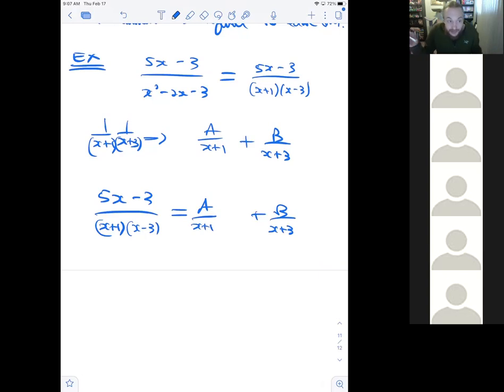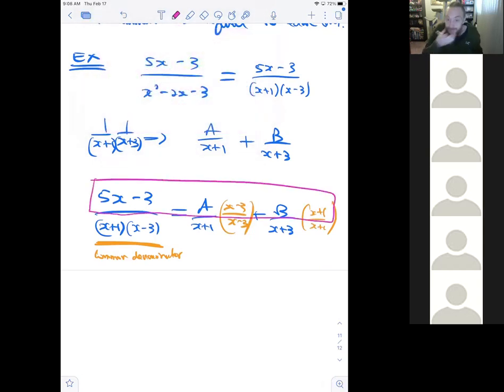The first thing you need to do is get a common denominator. This is the common denominator. So what am I missing here? x minus 3, so I multiply by x minus 3. What am I missing here? x plus 1, so I multiply by x plus 1 in the form of x plus 1 over x plus 1. Now I have a common denominator. Now I can focus on the top. I have to solve for A and B by comparing the numerators to each other and seeing if those polynomials are equal.